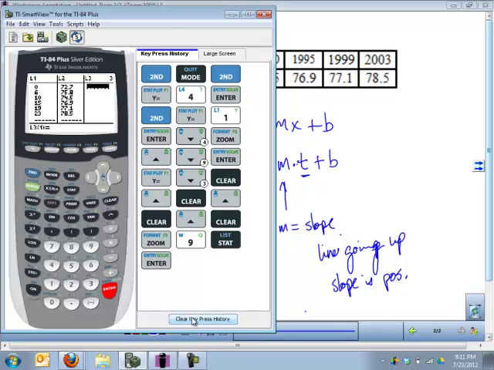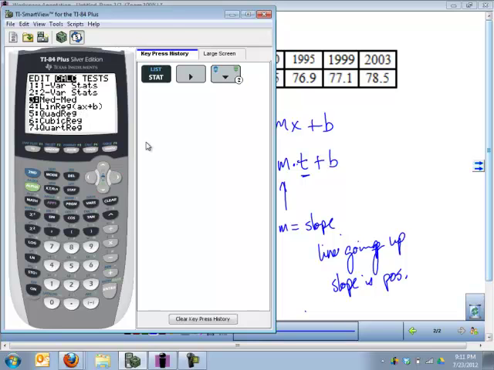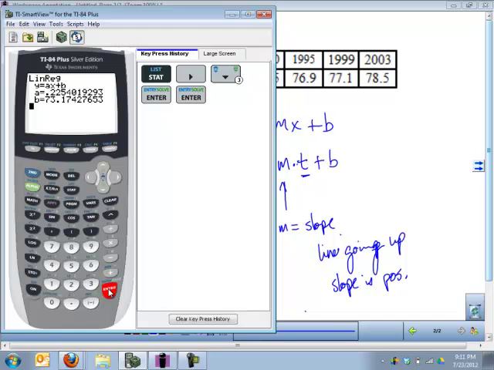So I'm going to clear the history here and go to Stat, go to Calc, and I'm going to go to number 4 in my calculator, at least, where it says LinReg. That stands for linear regression. And usually you would type L1 and L2, but that's the default. So I'm just going to press enter again. And here I have my linear regression.